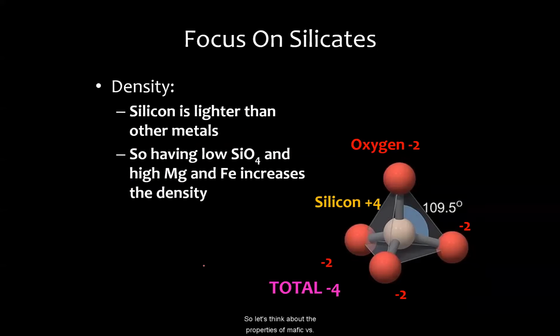Okay, so let's think about the properties of mafic versus felsic and why that's the case. So the density. Silicon is lighter than other metals. Magnesium and iron tend to be heavier than silicon. So having a low amount of silicon and high magnesium and iron increases the density. Which type of mineral had a lot of magnesium and iron? The mafic silicates have a lot of magnesium and iron, so they're going to be more dense.